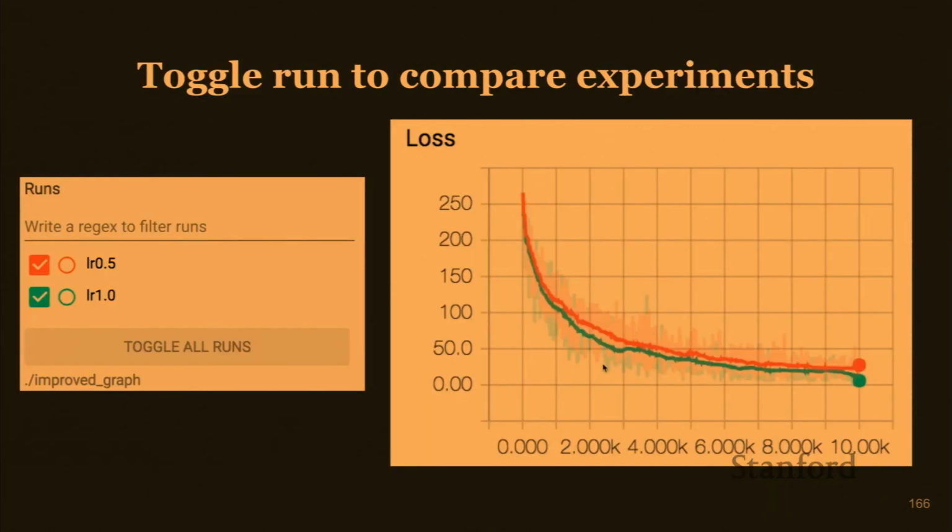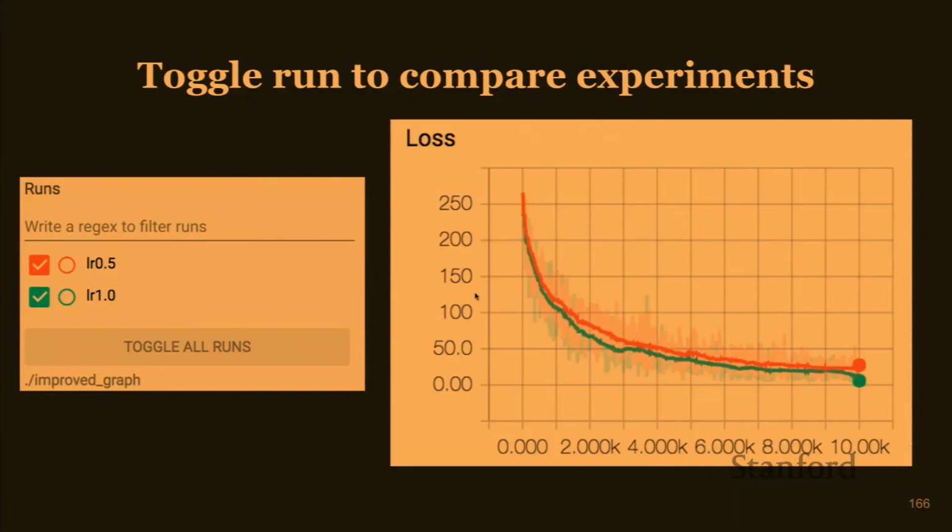One thing I find really useful is that when I have different hyperparameters, I like to have different subfolders in my graph folder, so I can compare them. So you see, here the orange line corresponds to a learning rate of 0.5, and the blue line corresponds to a learning rate of 1.0. So let's see which one works better.